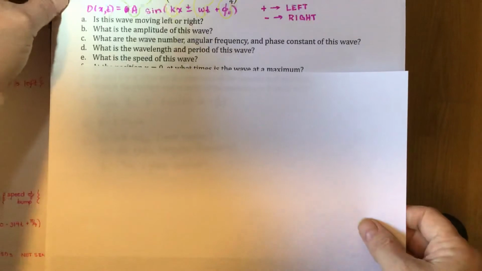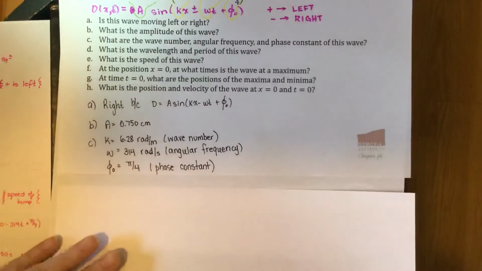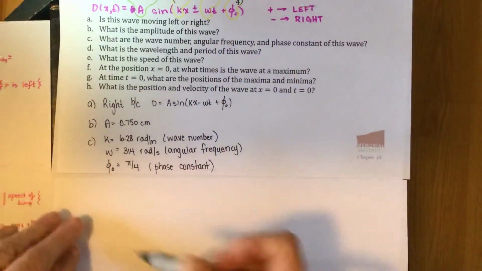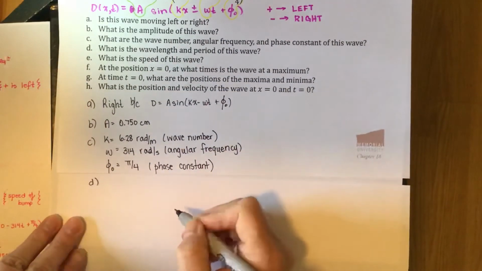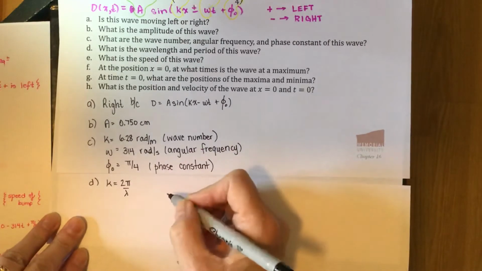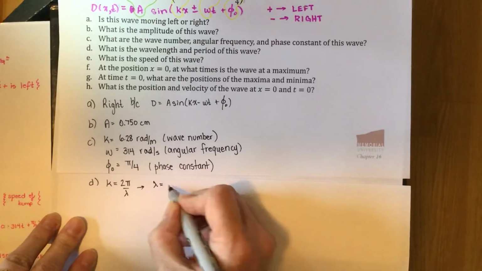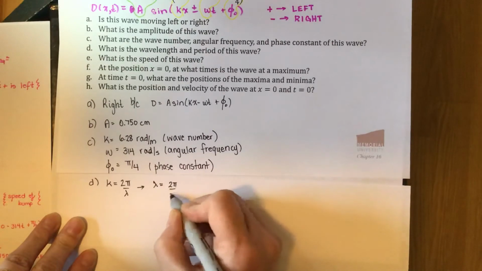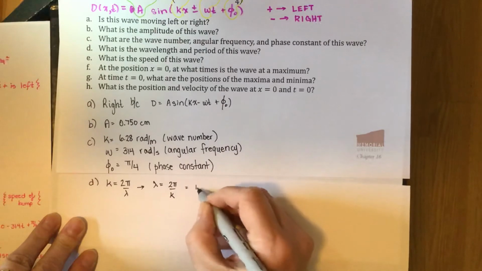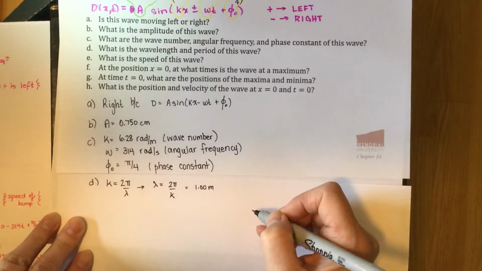So let's see how much I can keep on the same screen. Part D, what is the wavelength of this wave? Well, we know k is equal to 2 pi over lambda, where lambda is your wavelength, the distance it takes to go from one crest to another crest. That means lambda is equal to 2 pi over k. k is 6.28 radians per meter, so we put in 6.28 here, and we get 1.00 for the wavelength. So the wavelength of this wave is 1 meter.